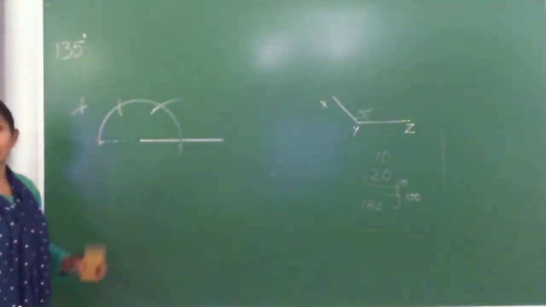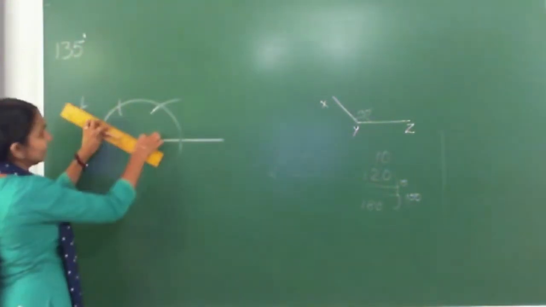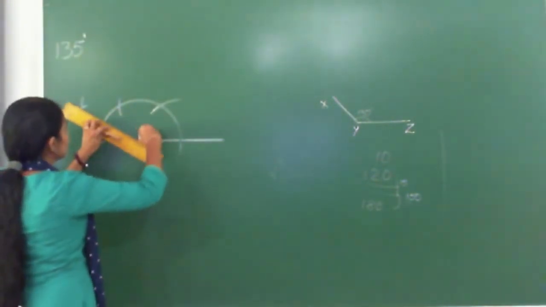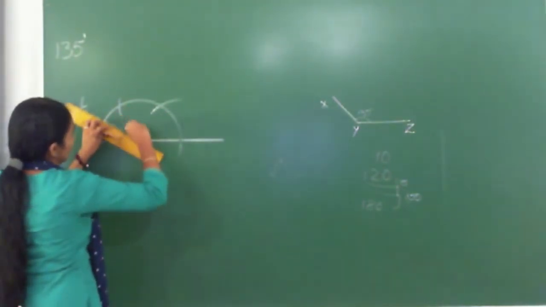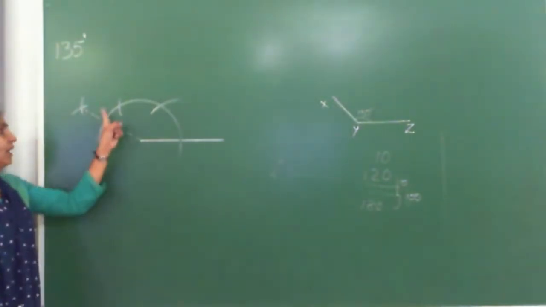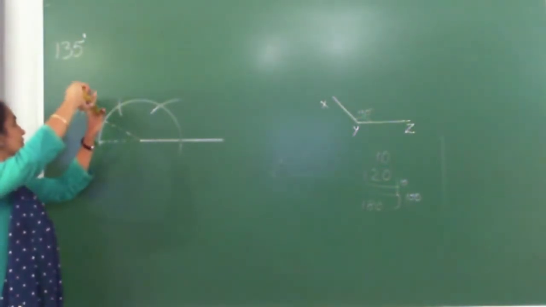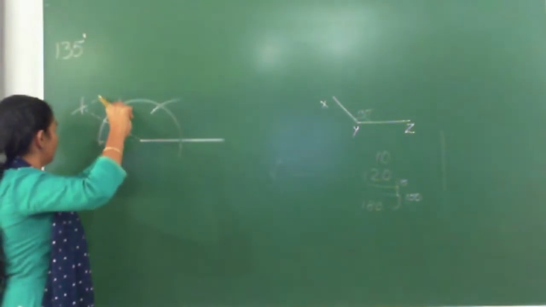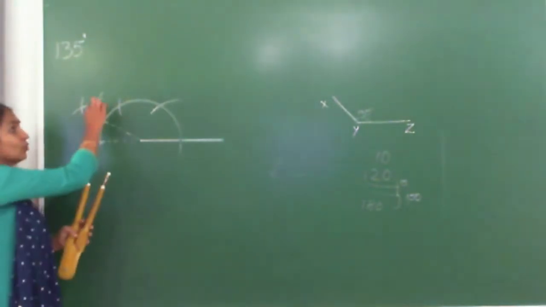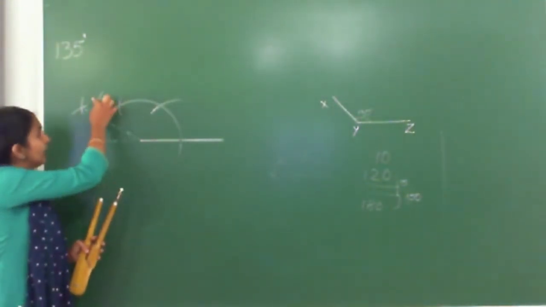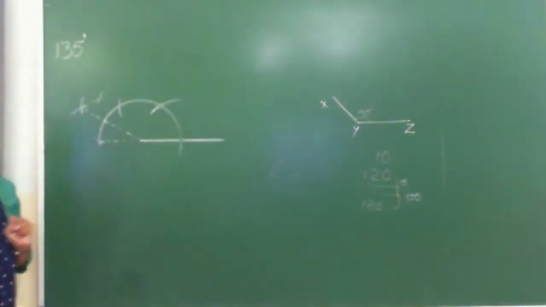But we need 135 degree, means again we have to bisect these two angles. So no need to draw the line till this. Better you do one thing, just do with dotted lines. But it should touch this arc, then only we will get the correct measure. So we got 150 degree. Now again bisect these two. So we bisected these two angles and now we are going to join them. That is the required 135 degree.